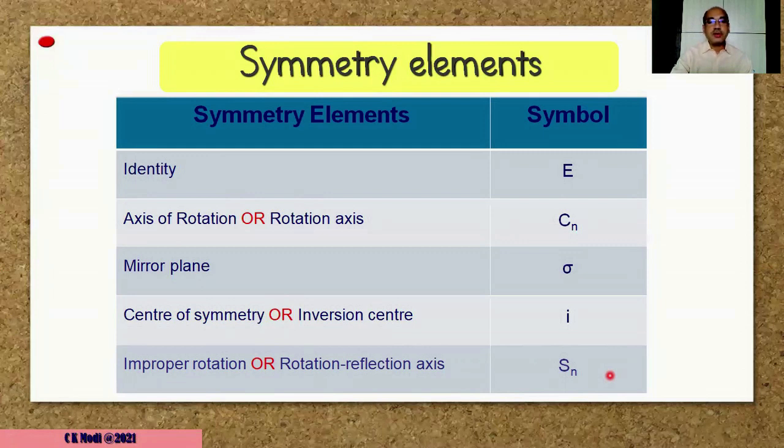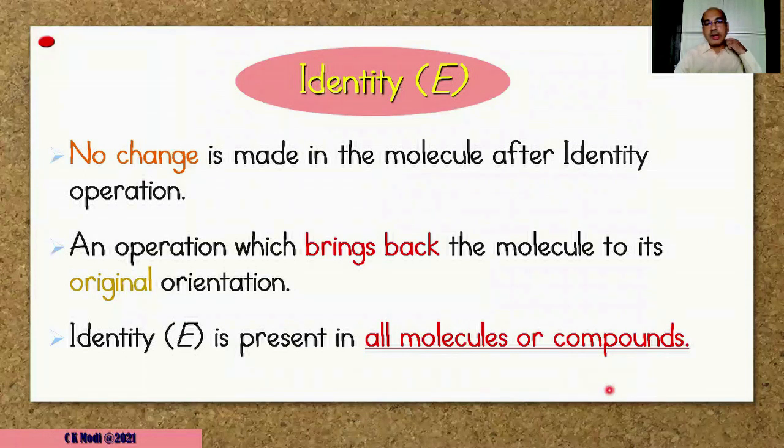So when we are talking about symmetry, there are 5 symmetry elements: identity, symbolized by E; axis of rotation, or rotation axis, symbolized by C; the mirror plane, symbolized by sigma; the center of symmetry, or inversion center, symbolized by i; and improper rotation, or rotation reflection axis, symbolized by Sn. Now we shall discuss them one by one. Look at this, the first symmetry element, called identity. Identity means no change is made in the molecule after performing the identity operation.